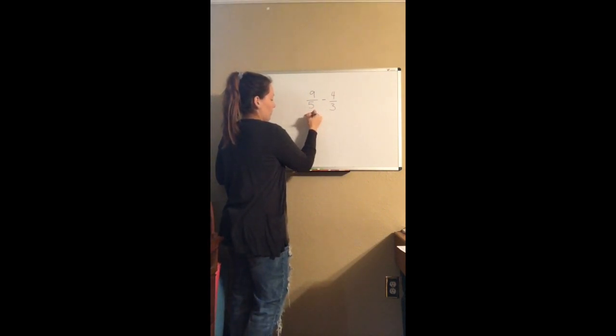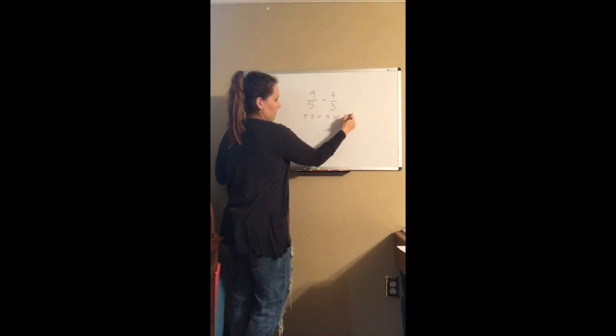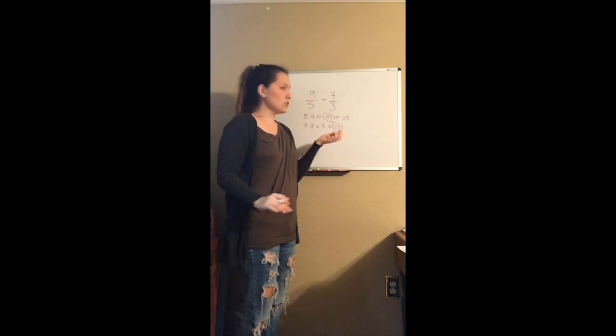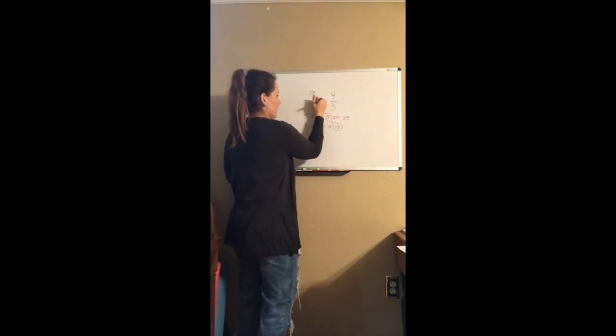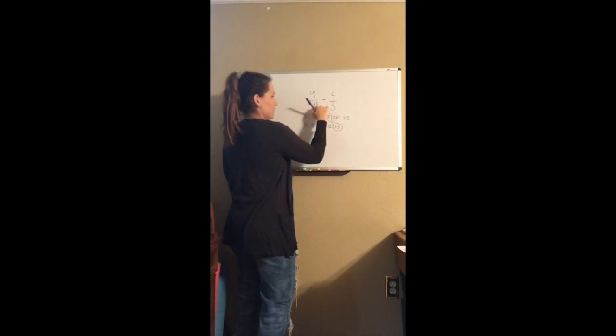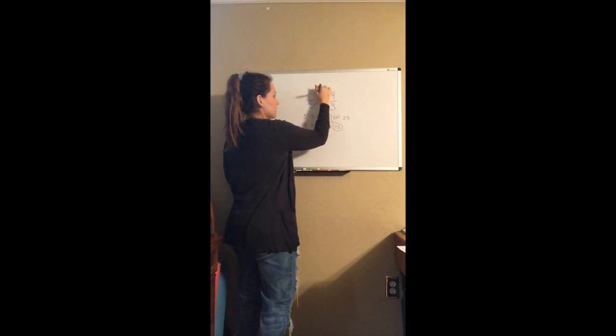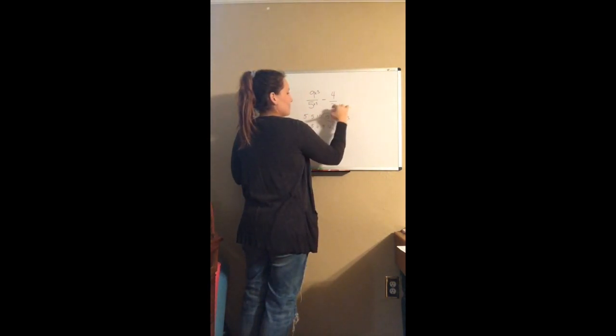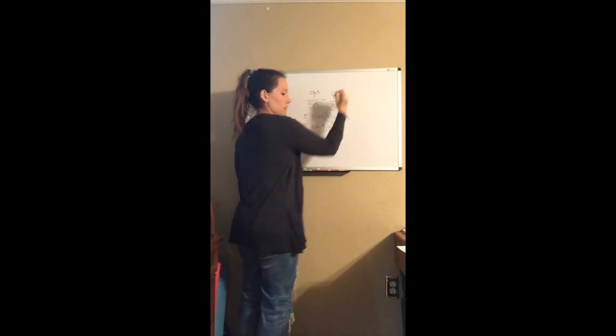So looking at this, we have 5 and 3. I'm going to start by writing out my multiples: 5, 10, 15, 20, 25. And for 3: 3, 6, 9, 12, 15. There's my LCM. So we want both of these to say 15. So 5 times 3 will give me 15, so I'm going to multiply the top as well. And 3 times 5 will give me 15, so I'll multiply this 4 by 5.